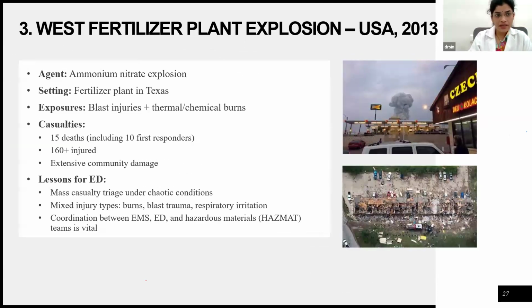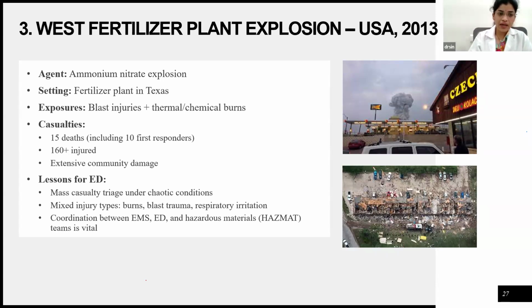Coming to the next case, the West Fertilizer plant explosion, which happened in the USA in the year 2013. The agent involved here was ammonium nitrate, and the explosion happened at a fertilizer plant in Texas. The exposures were blast injuries with thermal and chemical burns. Casualties were around 15 deaths, including 10 first responders, and 160-plus were injured, and extensive community damage was also observed.